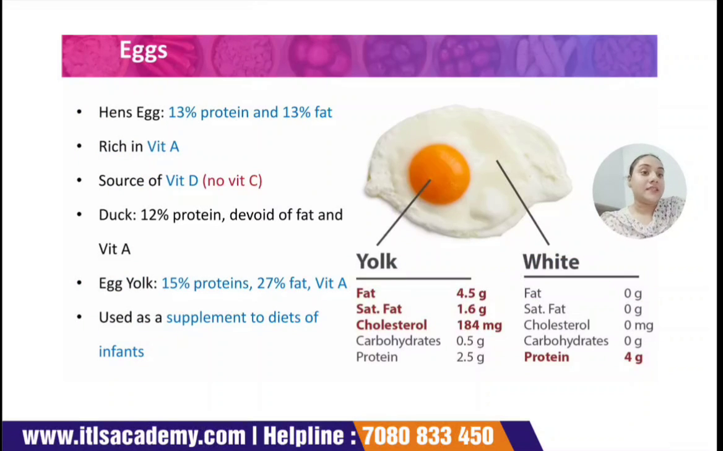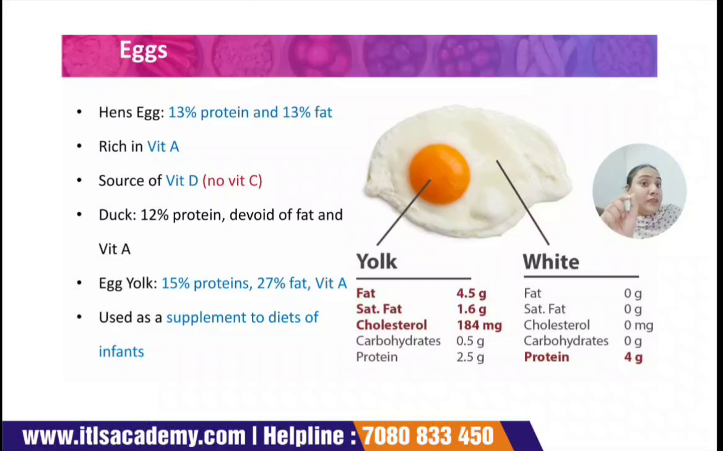Now coming to eggs. Eggs again are rich in vitamins and proteins. A hen egg has 13% protein and 13% fat. So by consuming a single egg, you can get 13% protein and 13% fat. They are a good source of vitamin A and vitamin D, but they lack vitamin C, because vitamin C is mainly present in citrus fruit. So this is the thing with eggs.